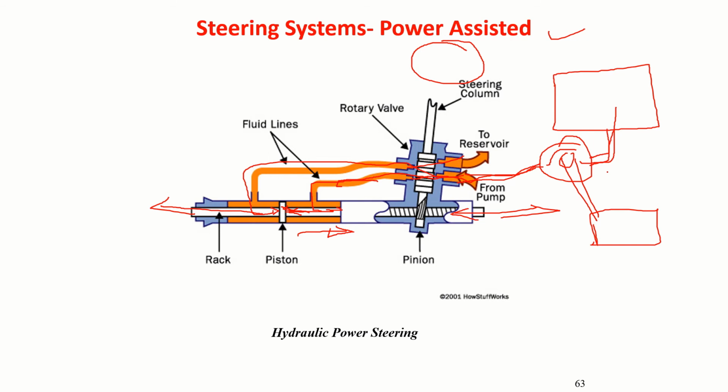So I can use this hydraulic power, in addition to my driver's effort, to provide this hydraulic power assisted effort also, so that we can move this rack easily, and that's how we facilitate easy steering of the wheel. So this is what we call the hydraulic power assisted steering system. Hydraulic power steering, they call it.